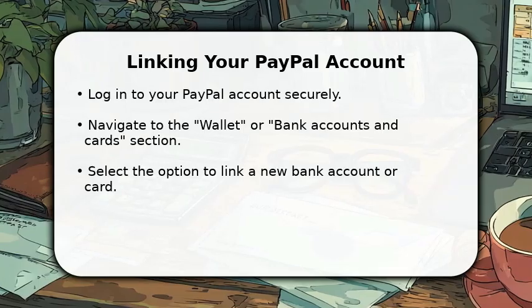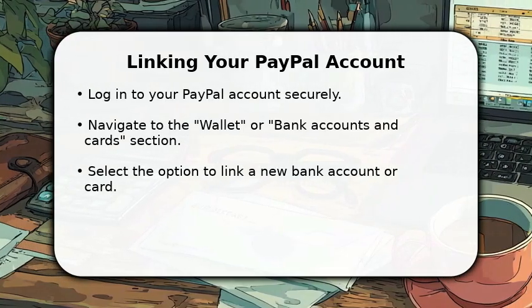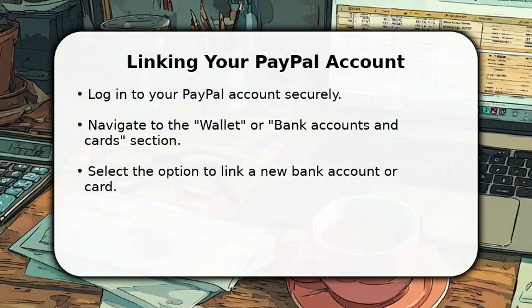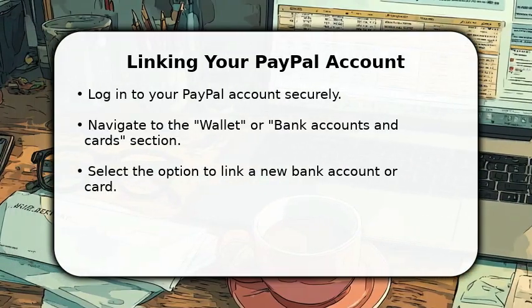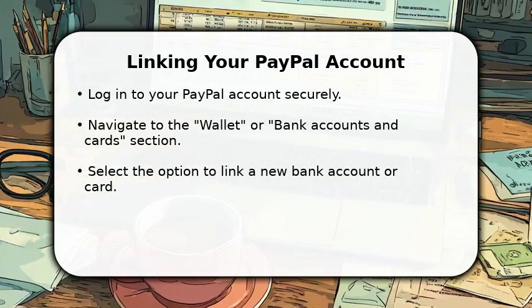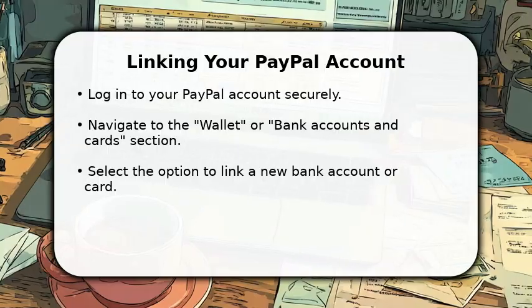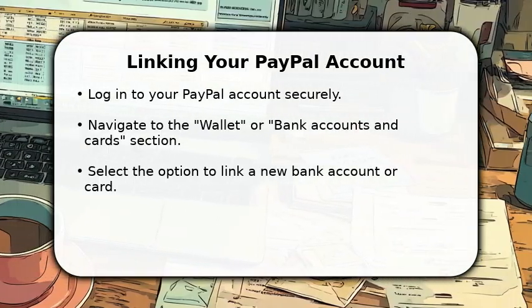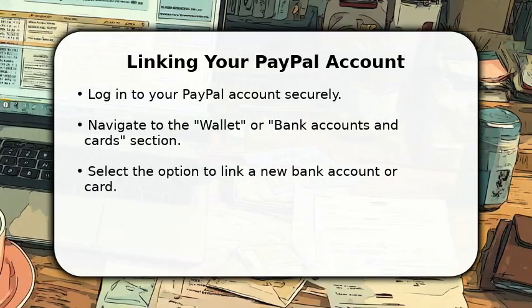In this video, I will explain how to link your PayPal account. First, log in to your PayPal account using your secure credentials. Once logged in, locate and click on the Wallet or Bank Accounts and Cards section, usually found in the main navigation. From there, you'll see an option to link a new bank account or a new card. This is your first step towards seamless transactions.